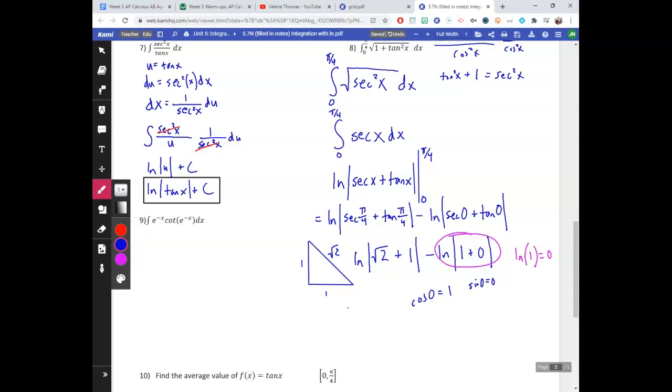So we just get natural log of the square root of 2 plus 1. You can't simplify that anymore because that addition kind of locks those in there, right? There's also no plus c on the outside, though. If you put a plus c, that would be incorrect.